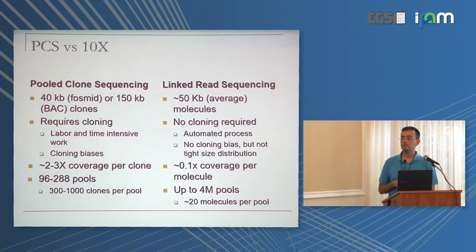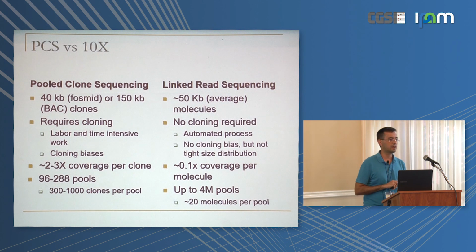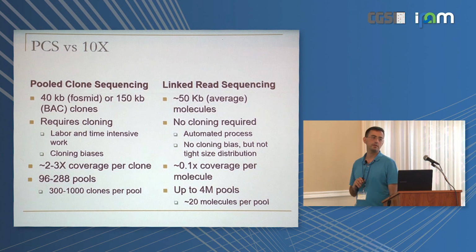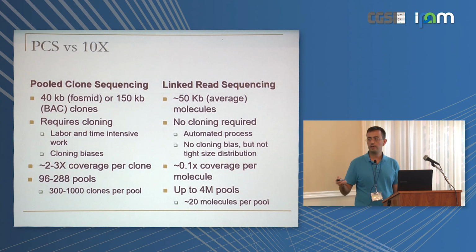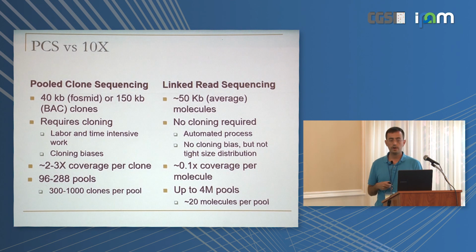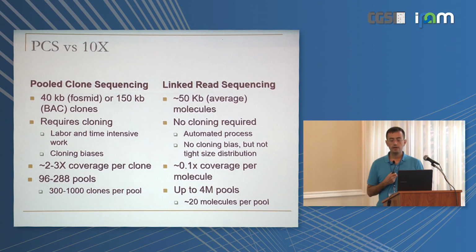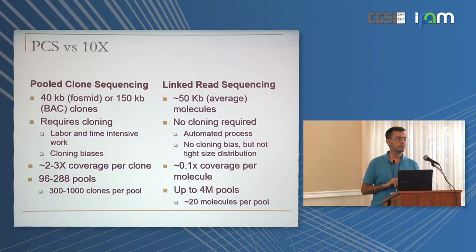So with pooled clone sequencing, it requires cloning, but with linked read sequencing, there is no cloning and everything is automated. With pooled clone sequencing, you get decent coverage, about 3x coverage. With linked read sequencing, you get about 0.1x coverage per molecule. You have about 300 pools in pooled clone sequencing, and you have up to 4 million pools in 10x Genomics. So although this cartoon looks similar, the data is actually somewhat different.